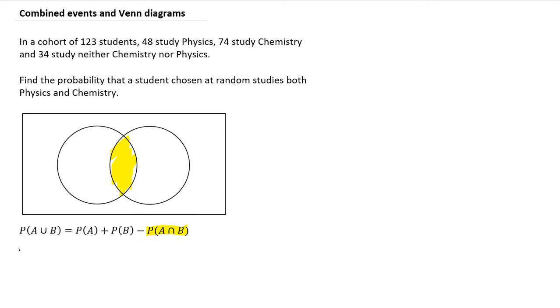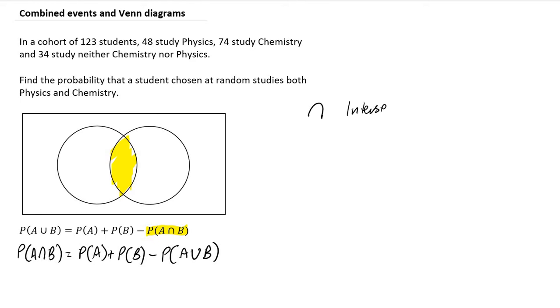So the first thing that you might like to do is rearrange that formula algebraically to make the intersection the subject and the union part of the formula. Okay, remember this means the intersection of two events, and in probability, that's our "and"; this means the union, and in probability, that's our inclusive "or", meaning physics or chemistry or both.